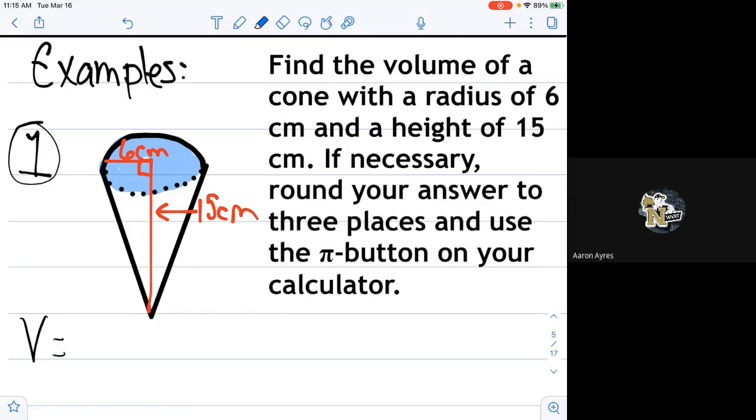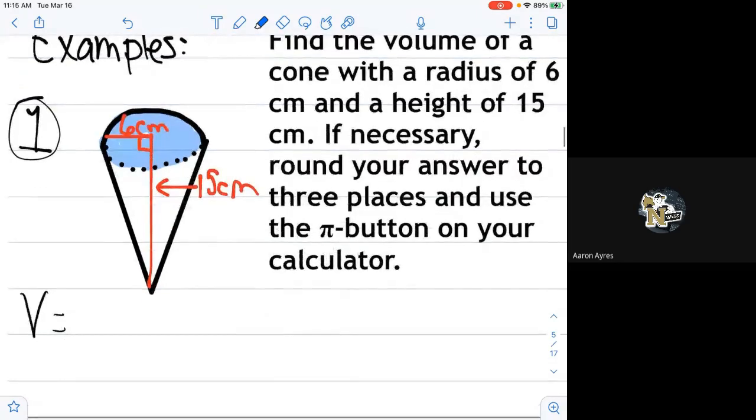Okay. So, do we have everything we need? Let's check, okay? What's the formula for the volume of a cone again? It is 1/3 pi r squared times the height, right? Do we have all the information we need? We need the radius, we need the height. Do we have the radius?